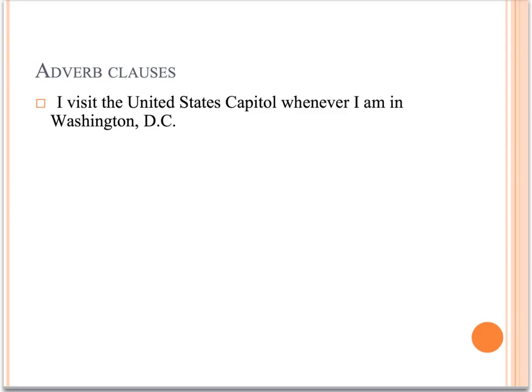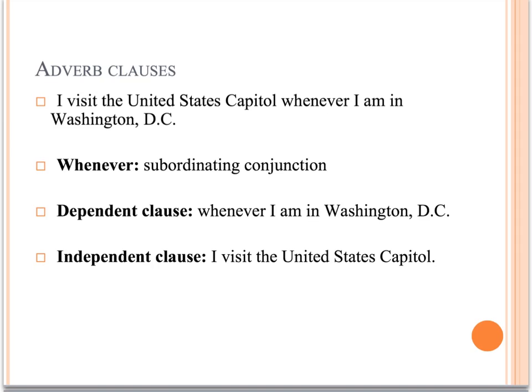Here's an example sentence. I visit the United States Capitol whenever I am in Washington, D.C. So first of all, you need to find the independent clause and then the dependent clause. If you look, I visit the United States Capitol is our independent clause. It can stand alone. The subject is I, the verb is visit.